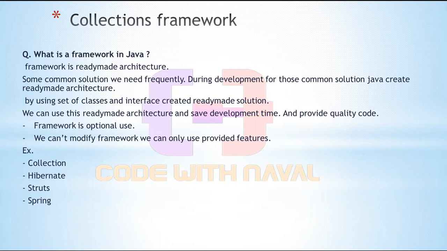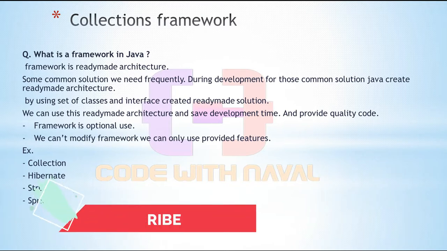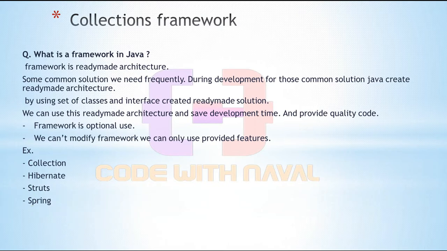So we have to know what a framework is first. Framework is a ready-made architecture. Some common solutions we need frequently during development. For those common solutions, Java created a ready-made architecture. Most of the time, in a whole project, we use some common solutions a hundred times. Not only in this particular project, but in every project we use these common solutions, like performing searching and sorting operations, all these common methodologies.